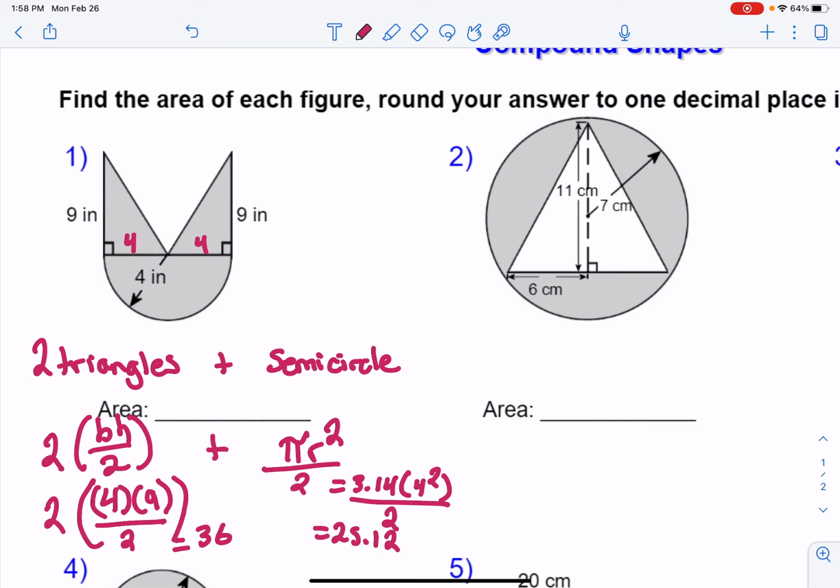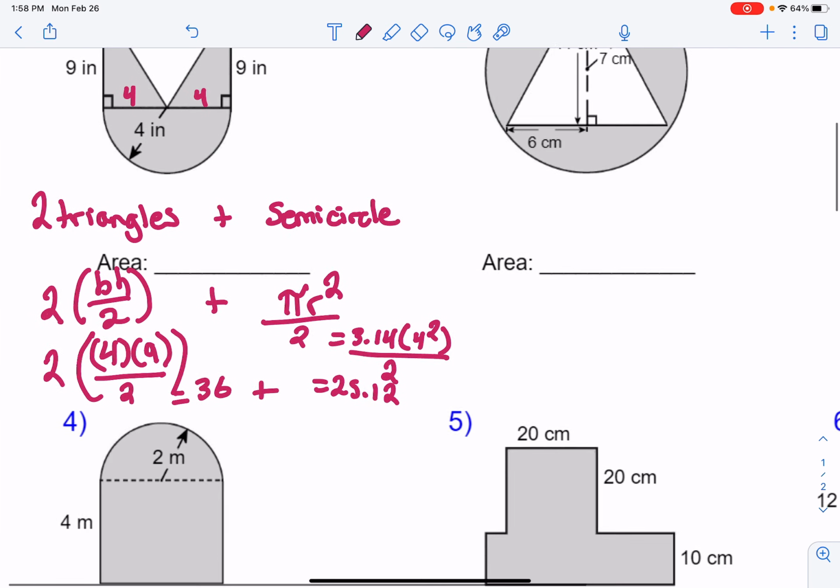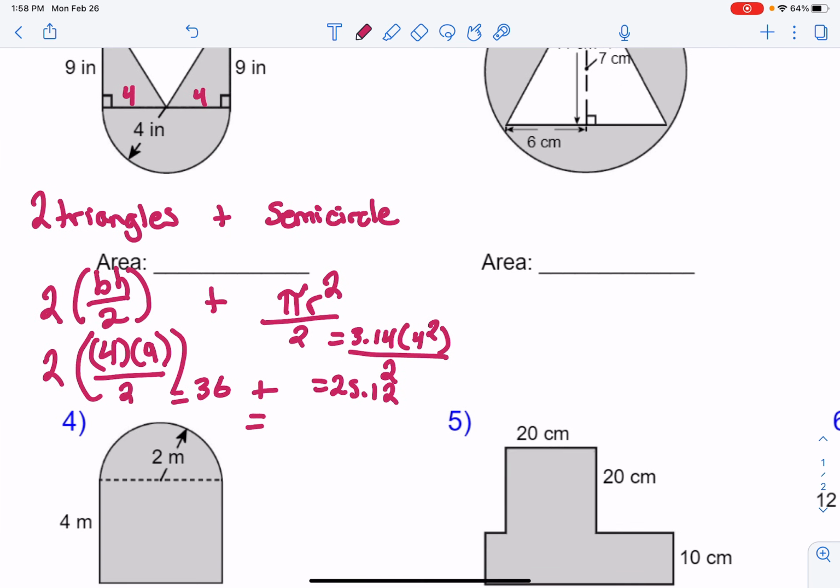So in order to find the total area for number 1, we need to add together 36 plus 25.12. And that is going to give me my final answer of 61.12. Now, the instructions do say to round to the nearest tenth, or to 1 decimal place if necessary. So we want only 1 decimal place, and so that's going to be 61.1. Our unit is inches squared. So that is our answer to number 1.